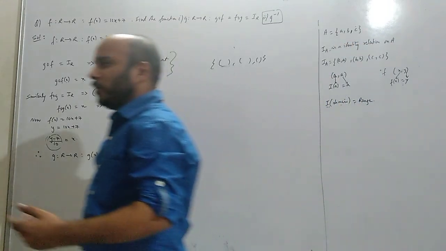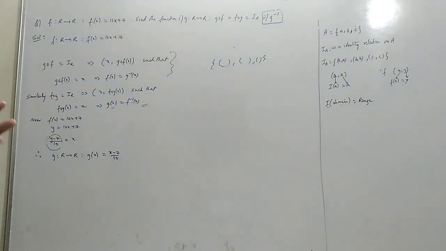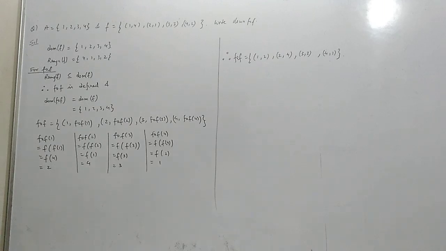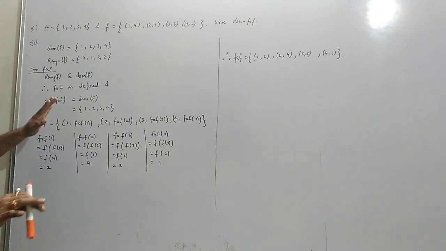Now let's do one more sum. Since we have time in this video, we will do one more sum, a 1 mark sum. It's quite easy. Let's give it a try. Finally, this is the last one. I will not do any more sums. Last question of the chapter function.